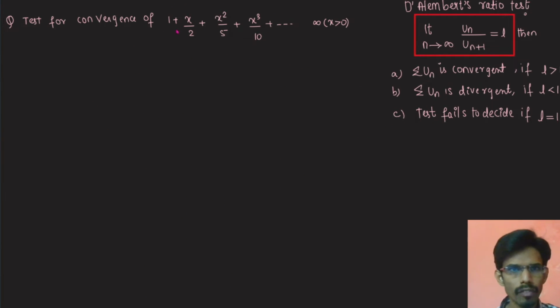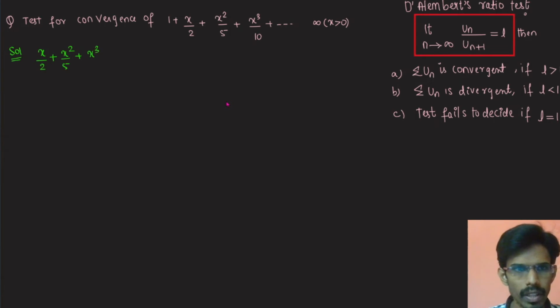Test for the convergence of 1 plus x by 2 plus x square by 5 plus x cube by 10 plus and so on to infinity, x greater than 0. Now see the solution. Ignore the first term. Then we have the series as x by 2 plus x square by 5 plus x power of 3 by 10 plus and so on to infinity, x greater than 0.